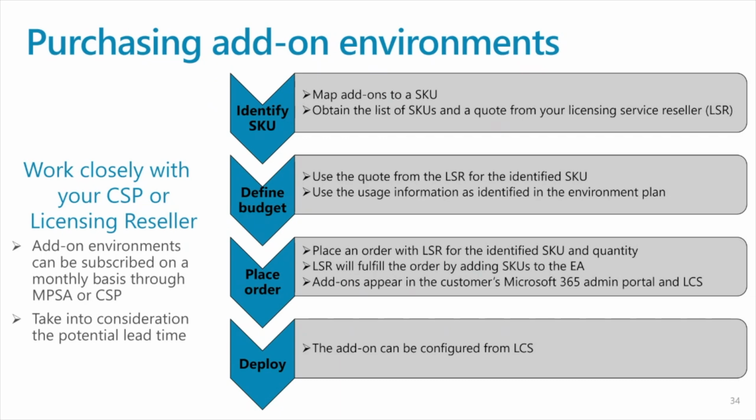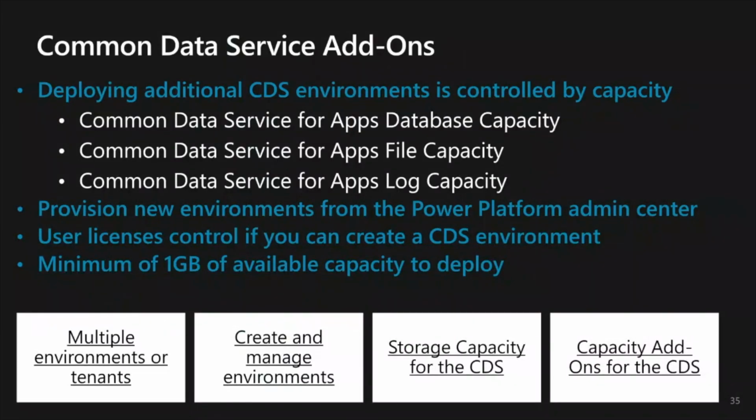So a couple of additional considerations that you'll want to think about are your Common Data Service add-ons. When you need to deploy additional CDS environments, it's controlled by capacity. And there are three different types of capacity: the database, the file, and the log. The database is your actual transactions, if you have an actual database in your CDS. If you don't, then we don't have database capacity. We have our file capacity, which is similar to finance and operations where we have attachments on our records. And then we have our log capacity. And each of these three types of capacity need to have enough capacity in order for you to deploy a new environment.